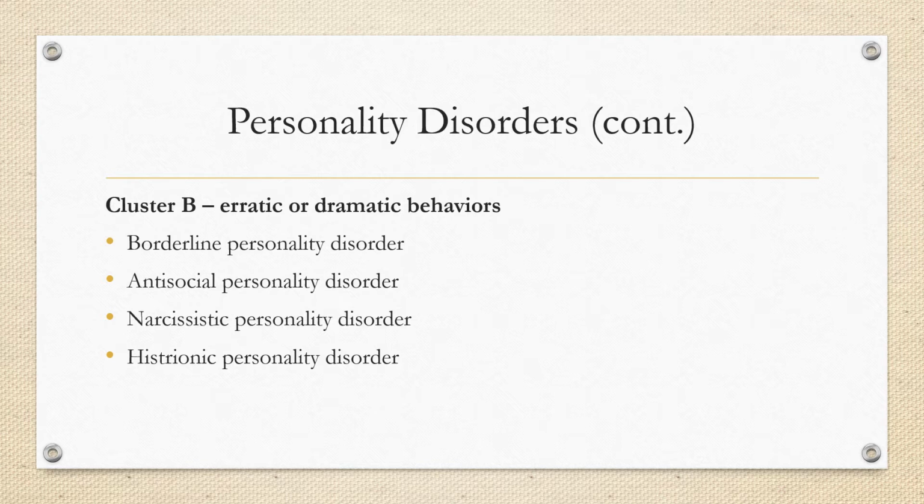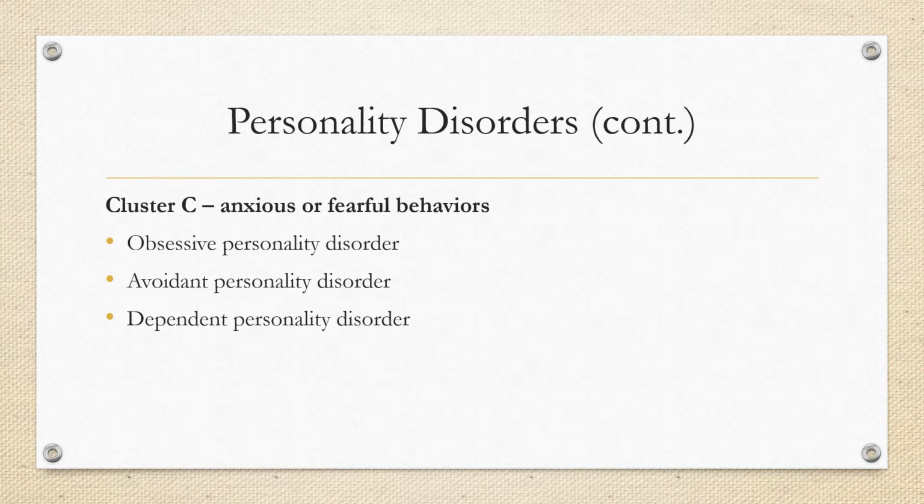Cluster B is erratic or dramatic behaviors and includes borderline personality disorder, antisocial personality disorder, narcissistic personality disorder, and histrionic personality disorder. Cluster C is anxious or fearful behaviors and includes obsessive personality disorder, avoidant personality disorder, and dependent personality disorder.